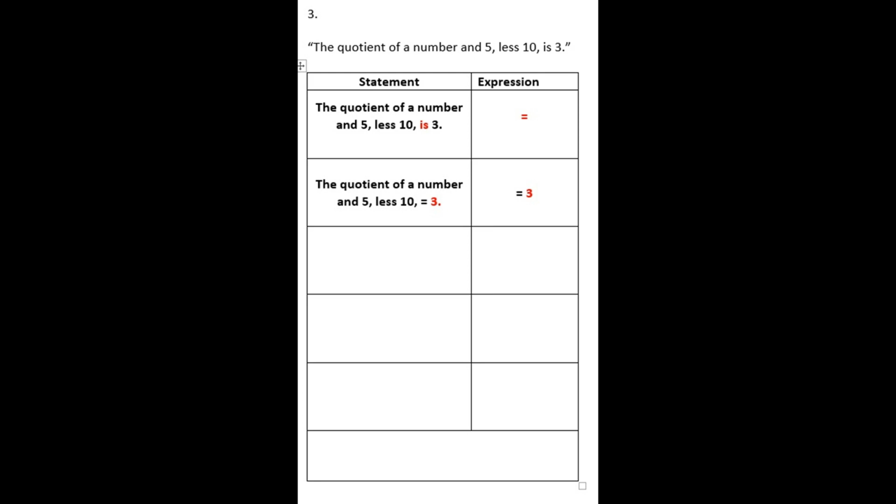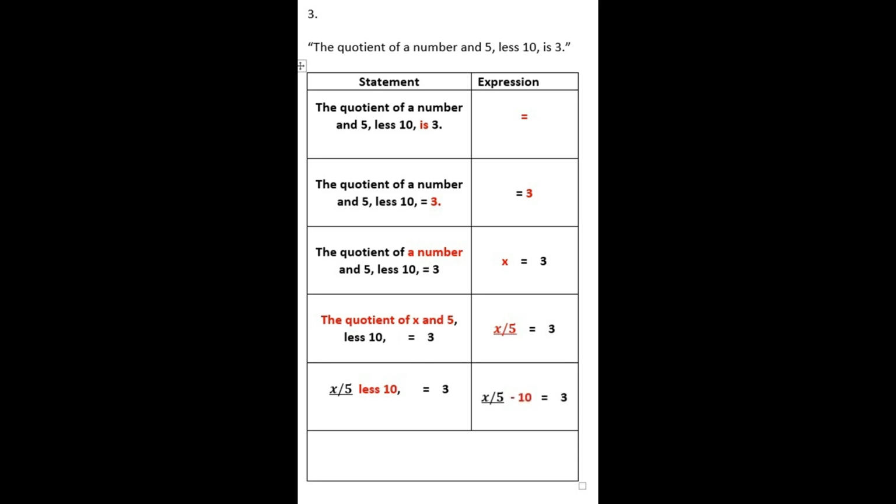All right, going on to the next part, the quotient of a number and 5 less 10. So a number, let's call that x. All right, the quotient of x and 5 less 10 equals 3. So x divided by 5 equals 3. That's what we mean by the quotient, x divided by 5. So x divided by 5 less 10 equals 3. So x divided by 5 minus 10 equals 3.